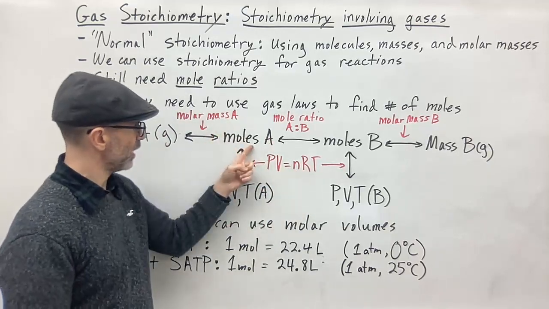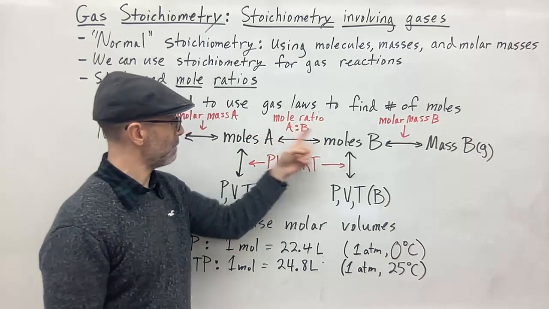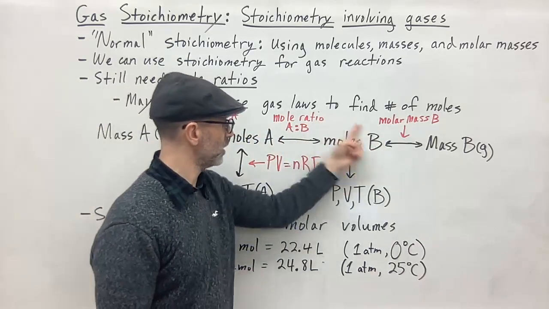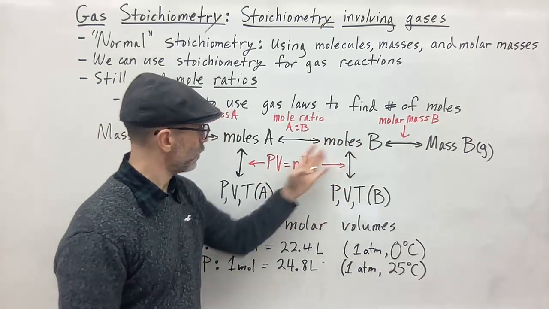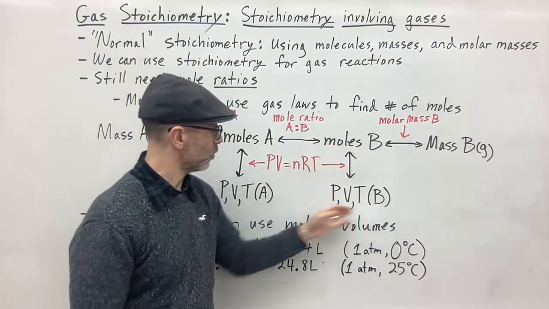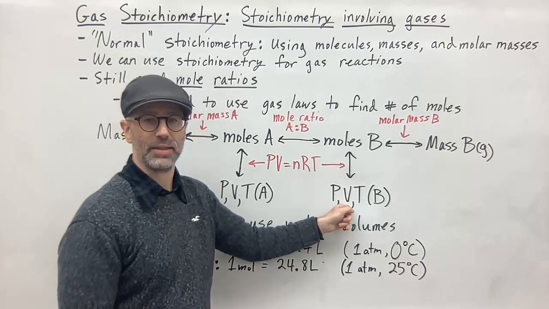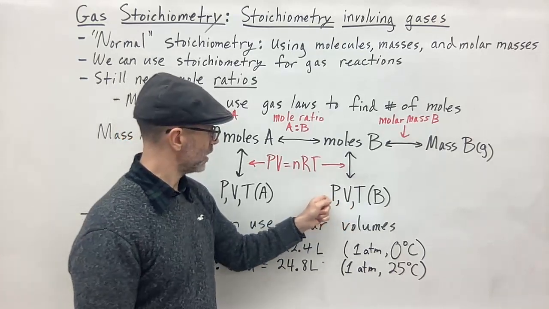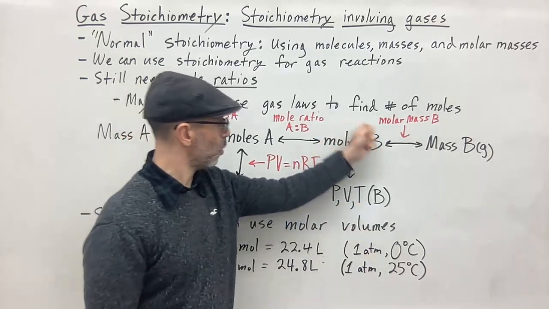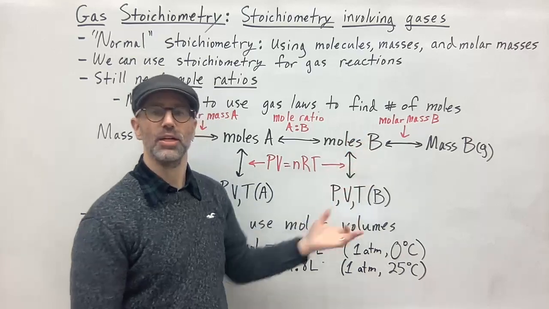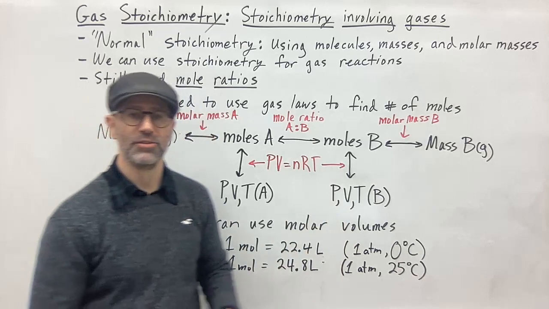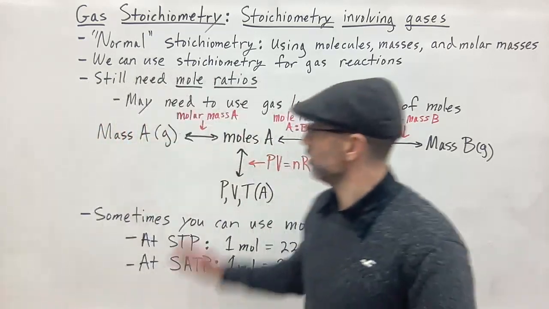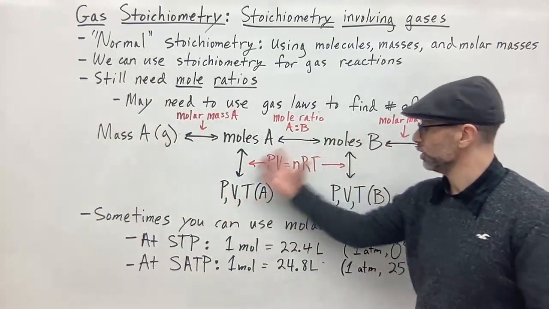Once I have the moles of A, I use the mole ratio from my balanced equation to find moles of B. Then I can use PV equals nRT again to find whatever it is I need. If I'm trying to find the liters, I would use the pressure, the temperature, and the moles of B that I have found to find the liters of my product gas. So this is the roadmap that you would use.